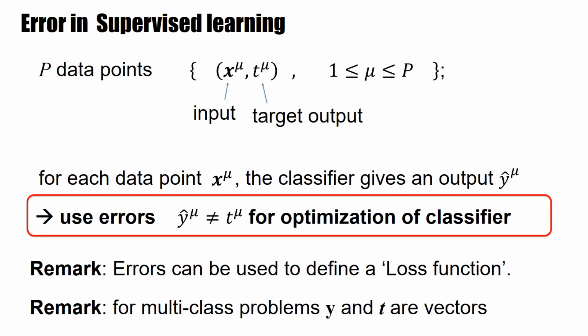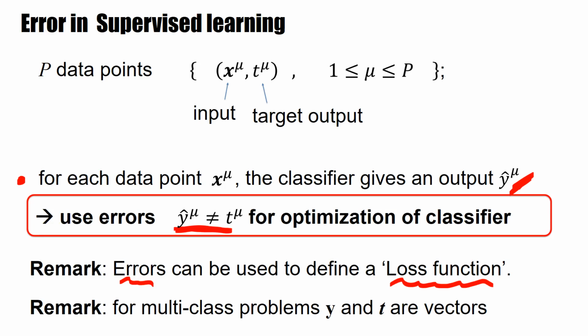So we work with a database for supervised learning. We have our p data points, we have an input, and for each input we have a target output. Now for each input, our classifier gives also an output. That's its estimated output, the estimated label. And we use errors, if the two are not the same, for optimization of the classifier. Now these errors are often used to define the loss function. And I will just give an example very generally on the next slide.